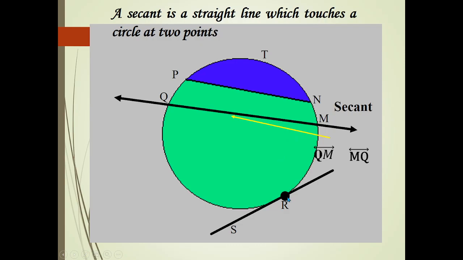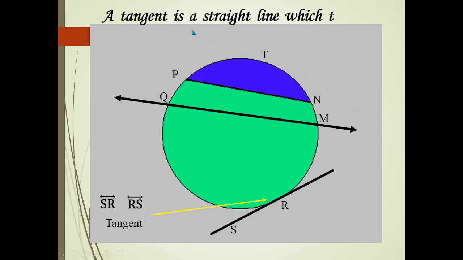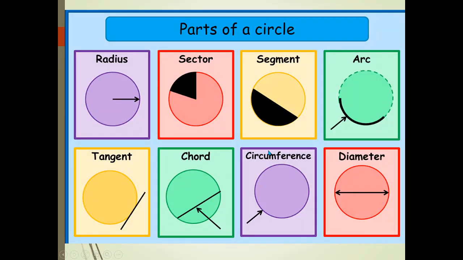Whereas this line, which is a tangent, line SR or line RS, touches a circle at 1 point only, which is point R in this example. And we say that point R is the point of tangency. That makes the difference between the two. Secant passes the circle at 2 points. Tangent passes the circle at 1 point only. And so these are the different parts of a circle and their representations.